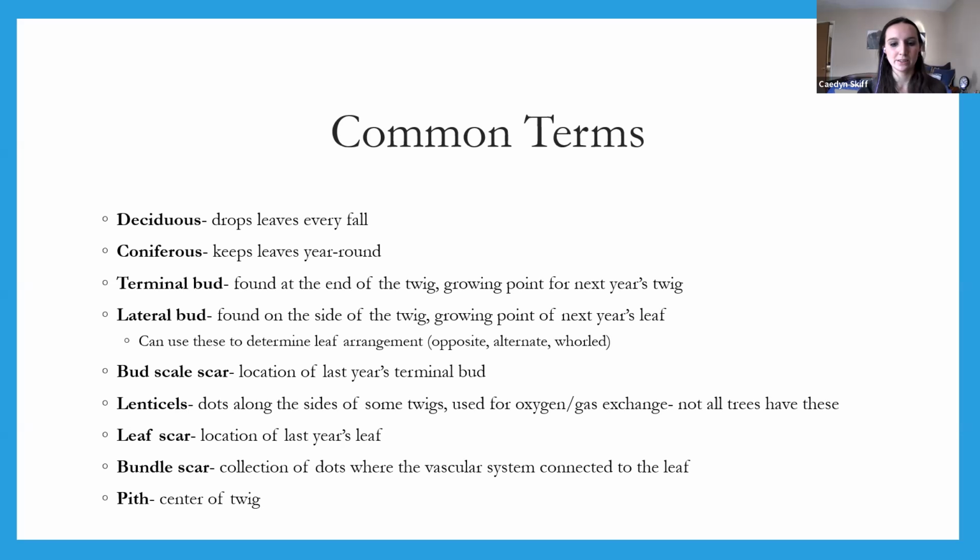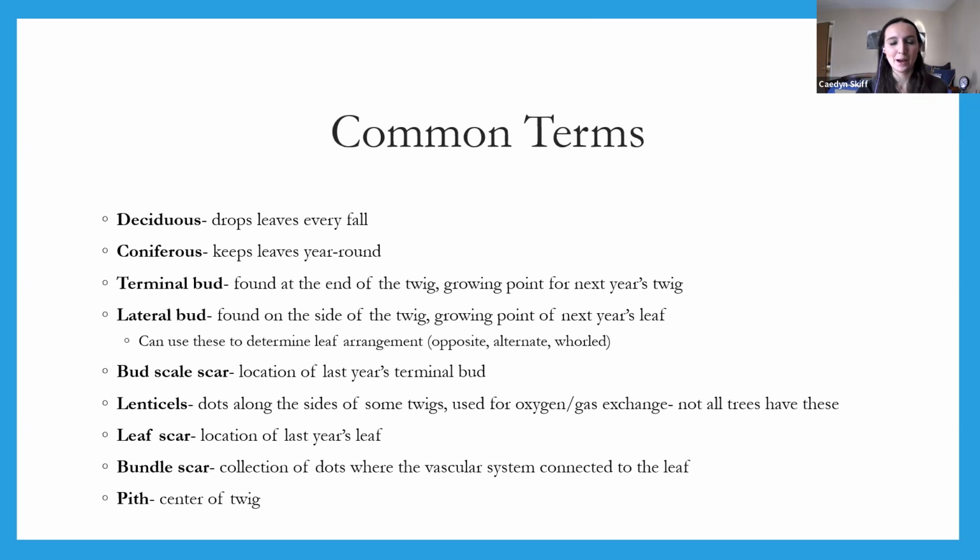Leaf scar is similar to the bud scale scar. It's where last year's leaf was. It's on the side of the twig. Some trees have very obvious ones or very distinctive ones. Like Tree of Heaven has the leaf scar that is very distinctive. And of course, that's an invasive tree, but we still want to be able to identify it because it is invasive.